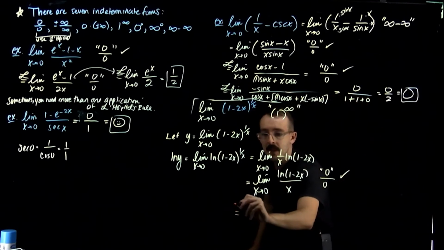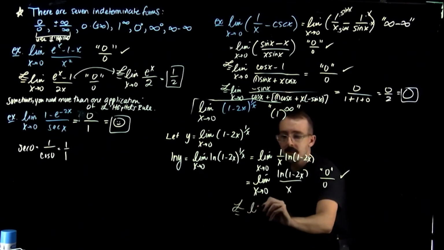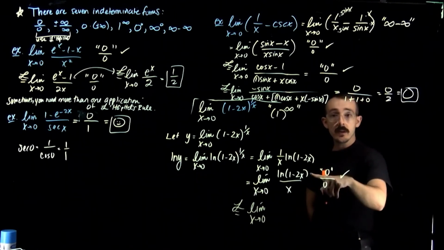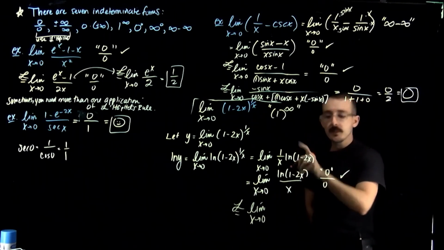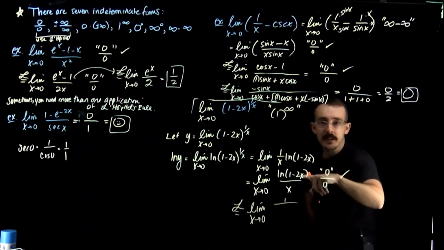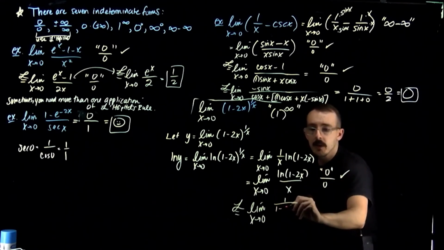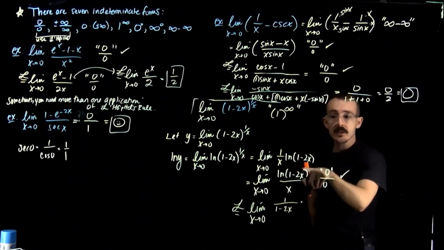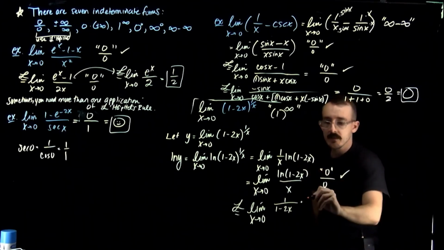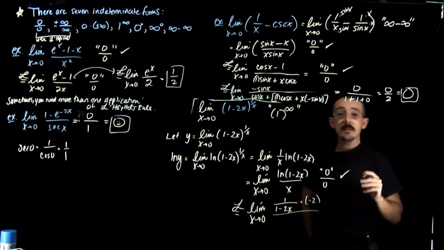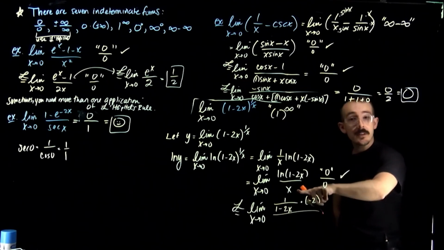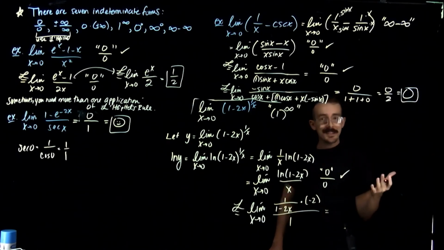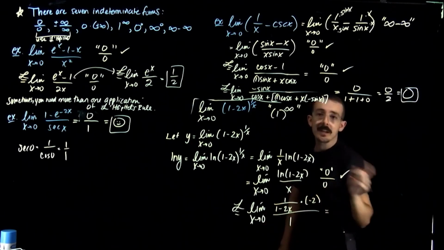So this limit, by L'Hopital's rule, is equal to the limit as x goes to 0. What's the derivative of the numerator separately? Well, for log, it's 1 over whatever is in here. 1 over 1 minus 2x, times the derivative of the inside by the chain rule. The derivative of the inside is negative 2. That was the derivative of just the numerator. The derivative of the denominator is much easier. The derivative of x is just 1.